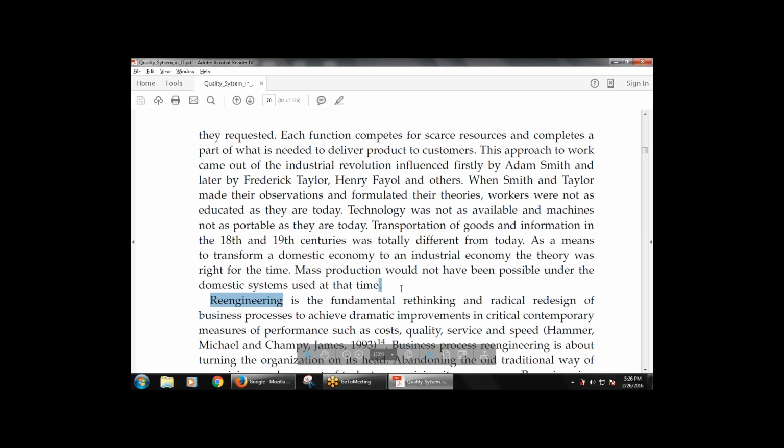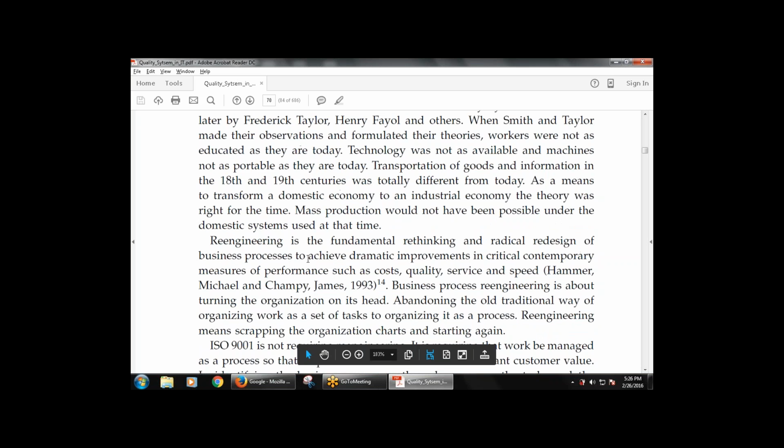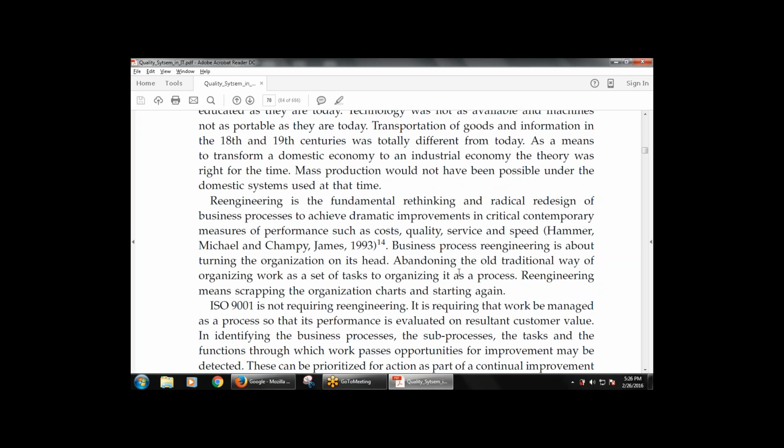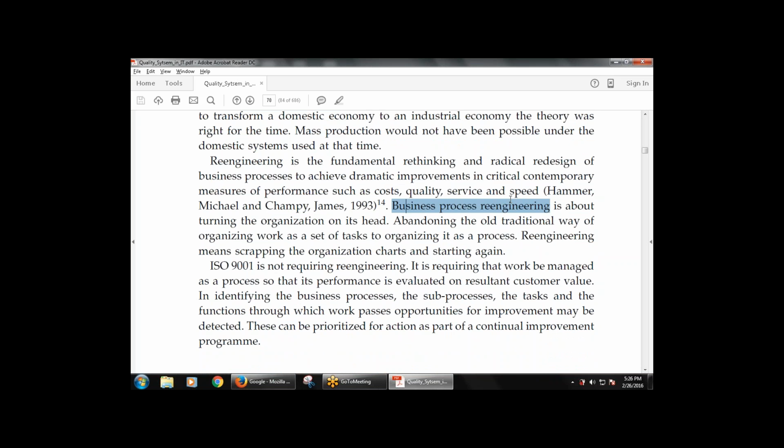Re-engineering is the fundamental rethinking and radical redesign of business processes to achieve dramatic improvement in the critical contemporary measures of performance, such as cost, quality, service, and speed. Business process re-engineering is about turning the organization on its head.